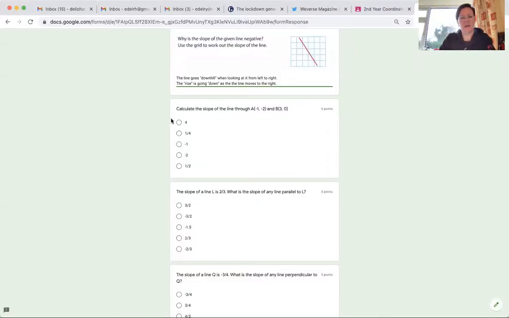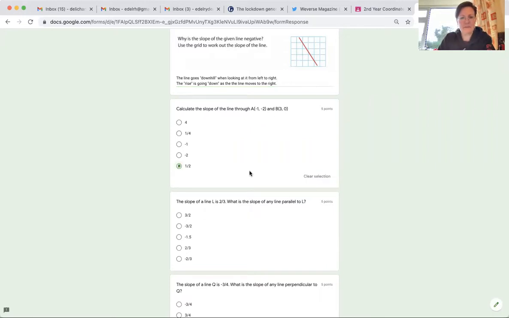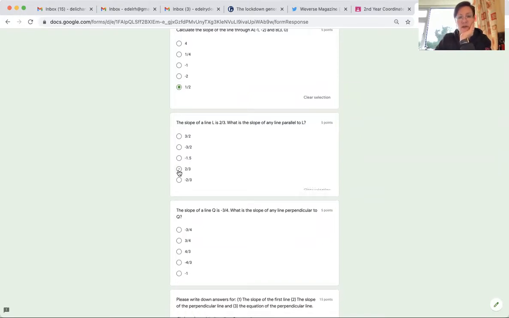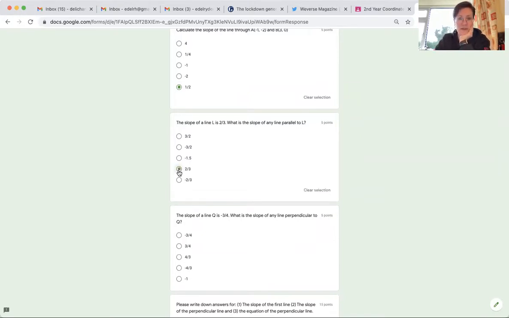Okay, so the answer here was a half. The slope of a line is 2/3. What is the slope of any line parallel? Parallel lines, same slopes. So also 2/3. It's the only correct solution there.